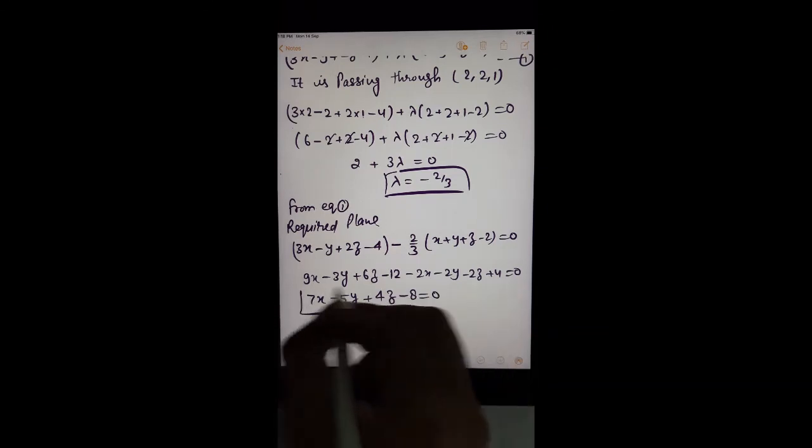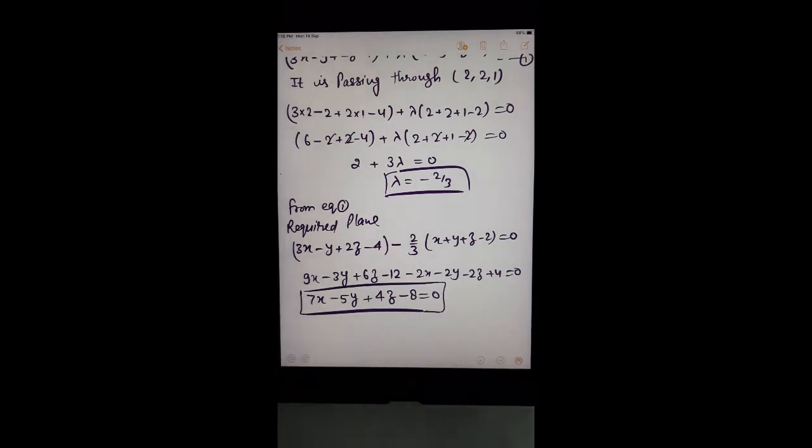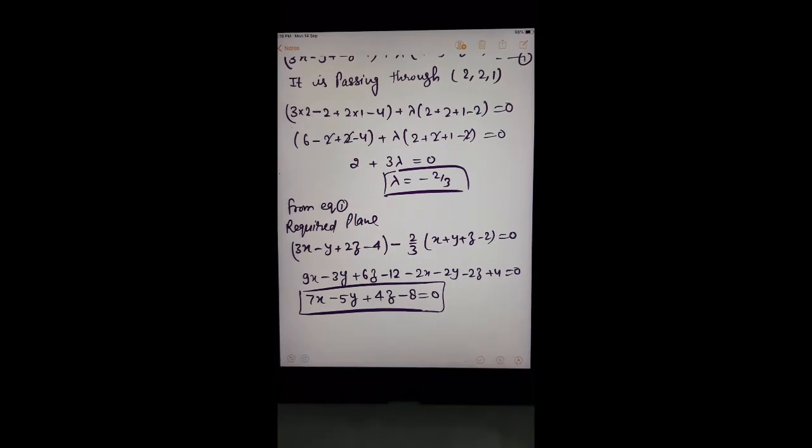So this is the equation of the plane that is passing through the intersection of two planes, and also the point that is given, (2, 2, 1). So in this way we can solve various types of problems related to the plane. Then solve the questions from your exercise and practice them. All the best. Thank you.